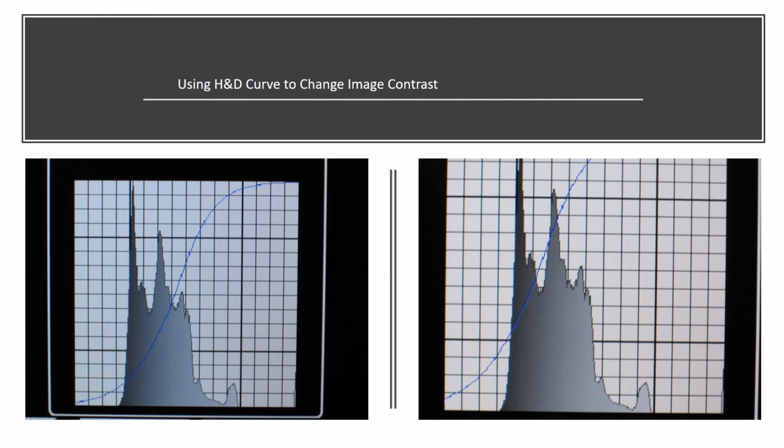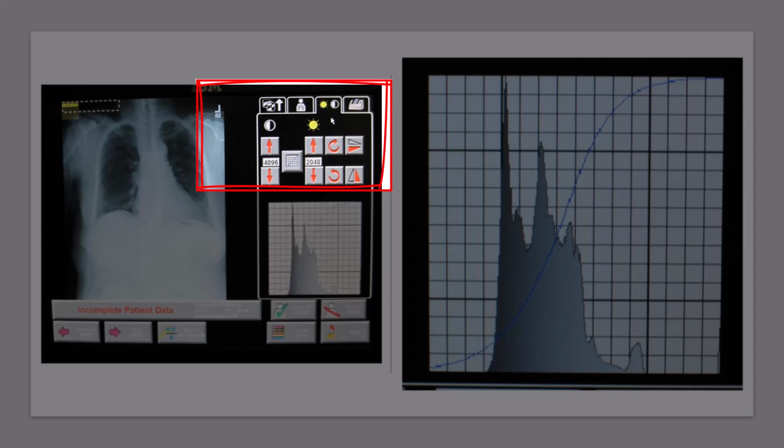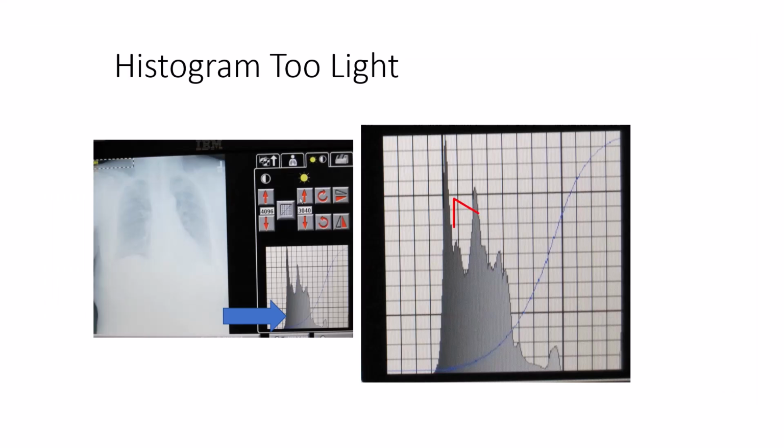Now that we understand that, let's revisit using the histogram and moving the H&D curve over the histogram to change contrast. Here we see the image display along with the H&D curve over the histogram. Notice that the straight line portion is in the middle of the histogram. By adjusting the contrast and brightness, we can move that H&D curve over the histogram itself and change the exposure look on the display. Here we've moved the curve to the right, and you can see that the straight portion of the curve is over nothing, so we have a histogram that's going to be too light.